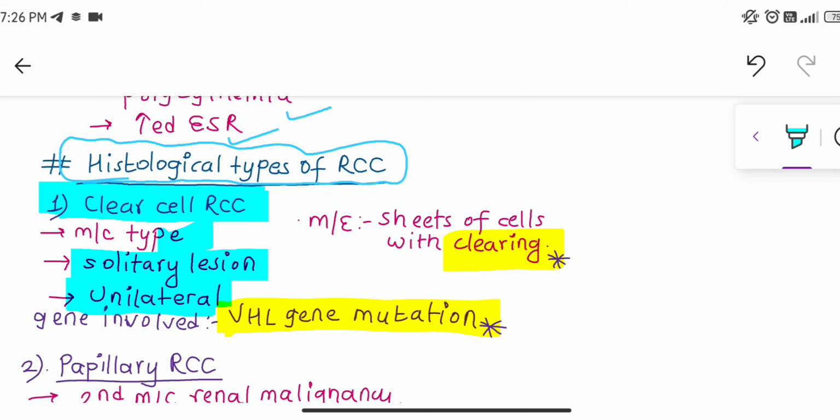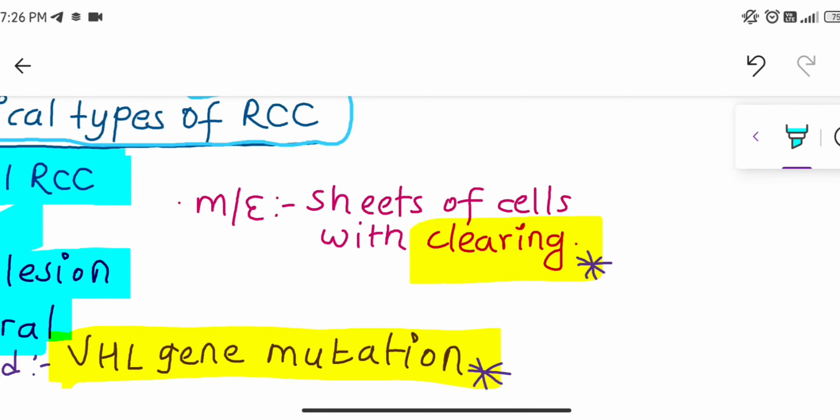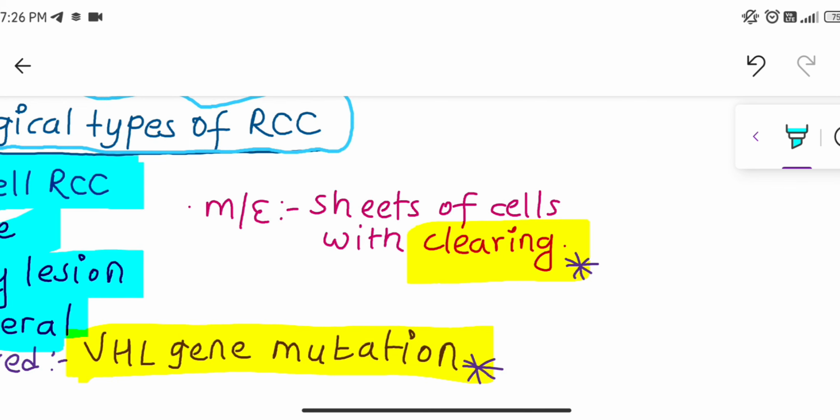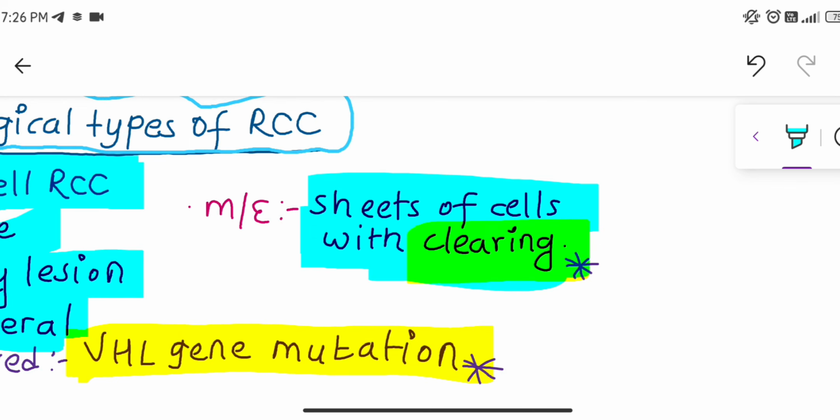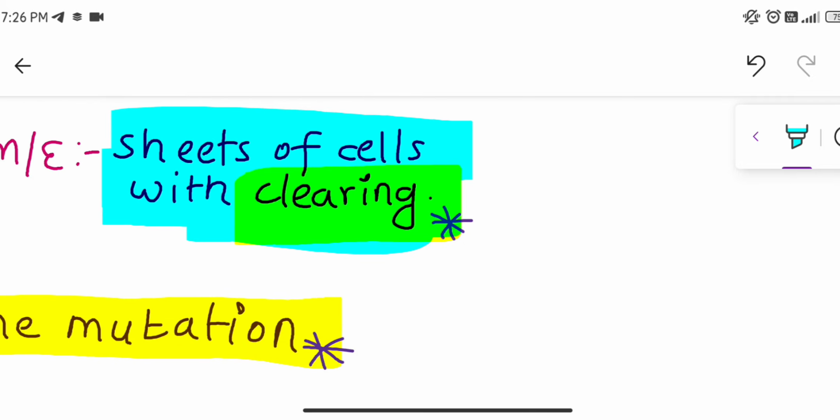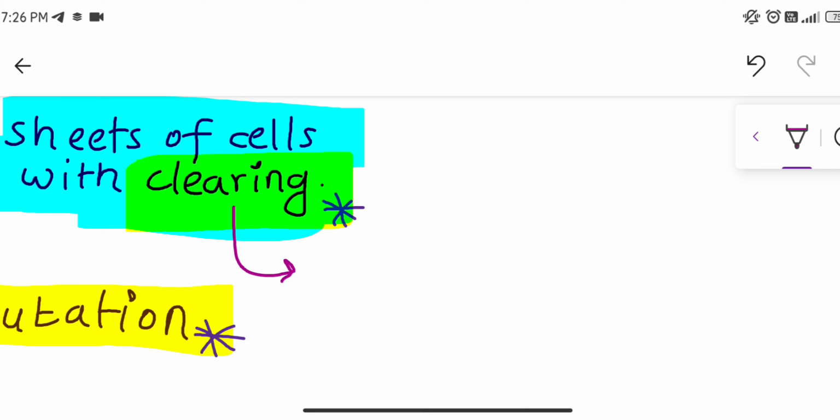Okay, so the von Hippel-Lindau gene is affected in this condition. A microscopic feature in the case of clear cell renal cell carcinoma is sheets of cells with clearing. Clearing means what? Why is this term written as clearing? Clearing means clear cytoplasm.